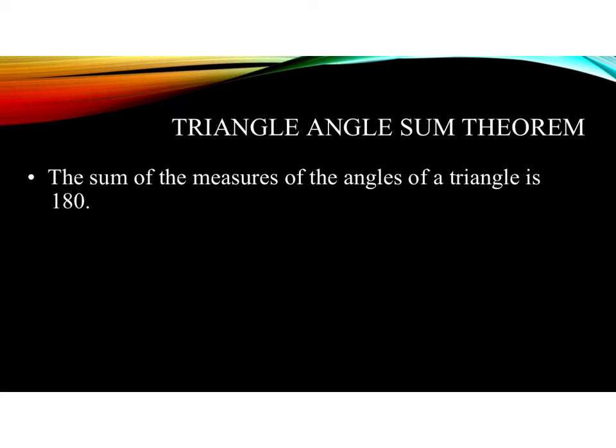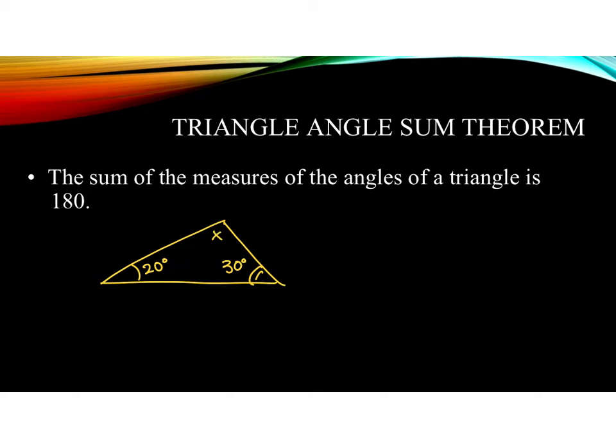The triangle sum theorem tells us nothing more than that the sum of the measures of the angles of a triangle is 180 degrees. So what that means is if I give you a triangle that looks something like this, and I tell you that this angle here is 20 degrees, this angle here is 30 degrees, but I want to know, we'll call this angle X.